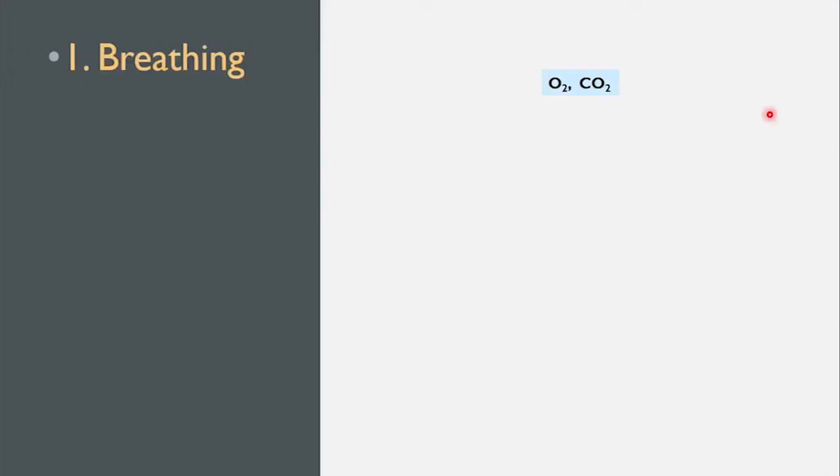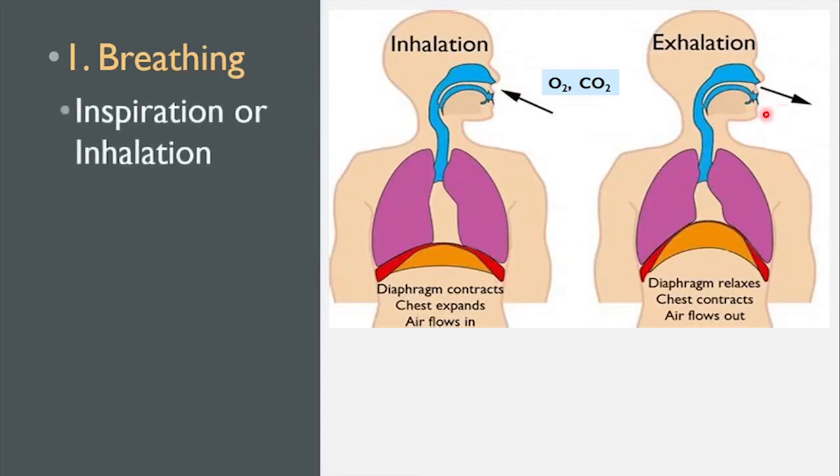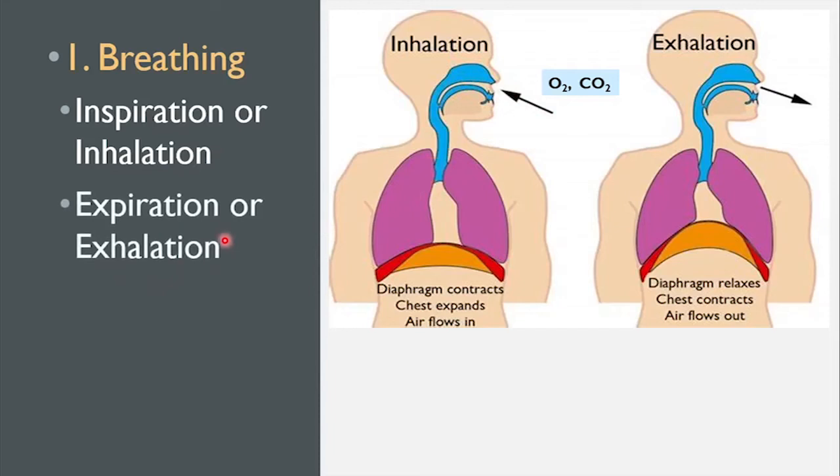Let's discuss the first step of respiration, breathing. What is breathing? Breathing is the movement of air into and out of lungs. And breathing involves 2 stages, inspiration or inhalation. Taking in of air into the lungs is called inspiration. And the second step is expiration or exhalation. Sending out of air from the lungs into the surrounding atmosphere is said to be expiration.